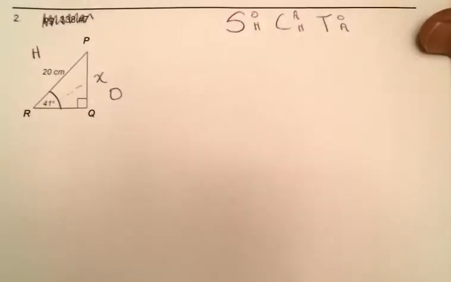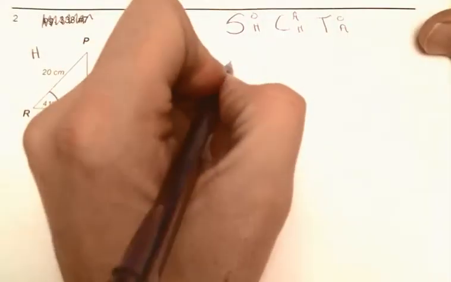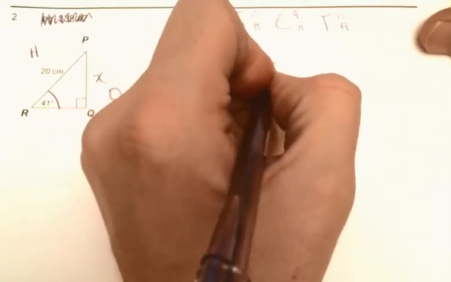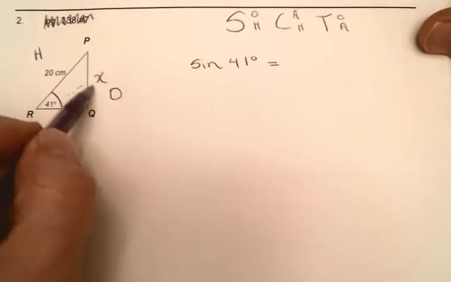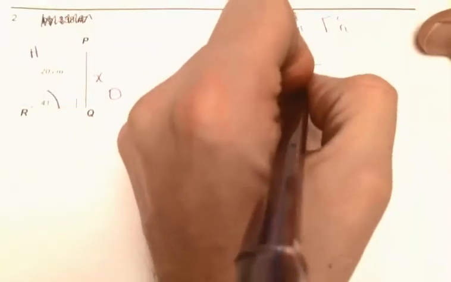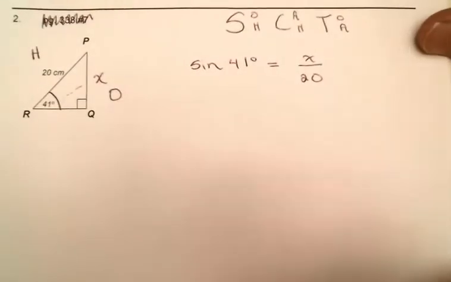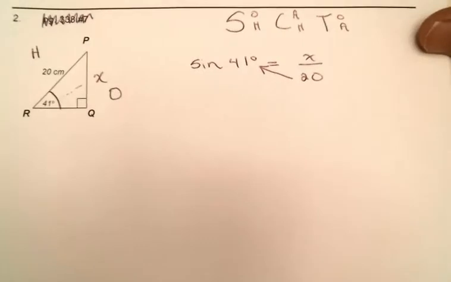So we need sine 41 degrees, and we want to put the opposite over the hypotenuse. So we're going to do that right away. Our opposite is x, and our hypotenuse is 20 centimeters. And you're immediately going to multiply 20 into sine 41 degrees, sort of like our cross multiplication shortcut. And it would look like this.